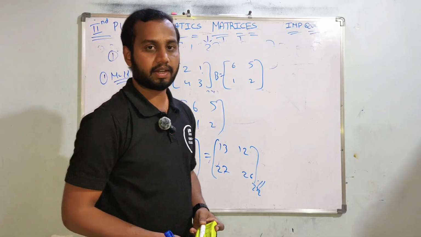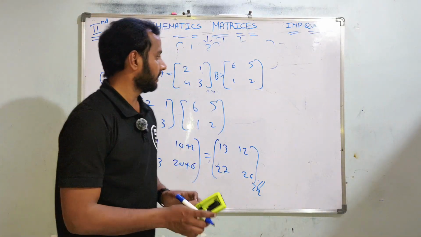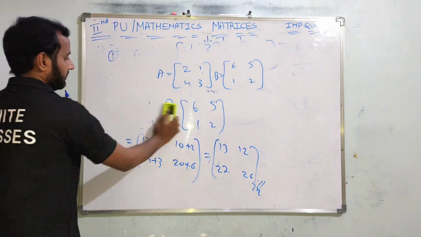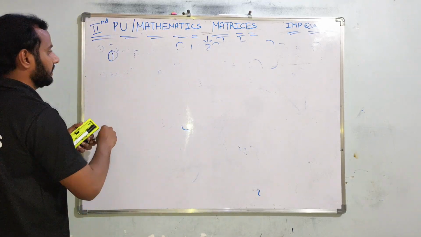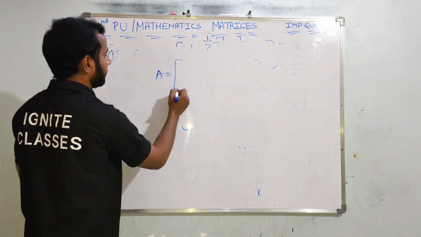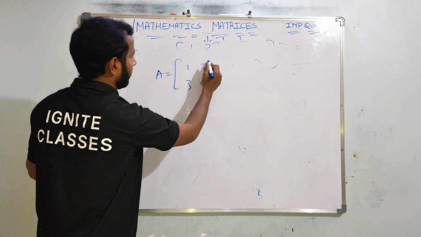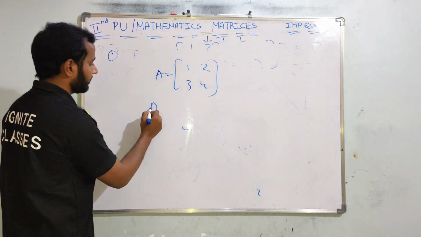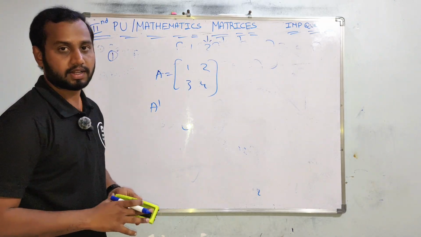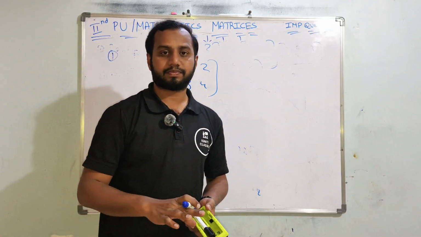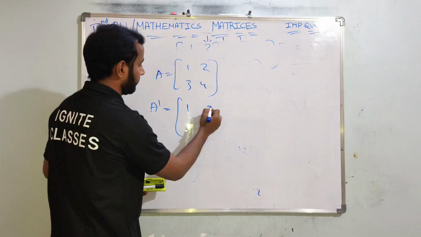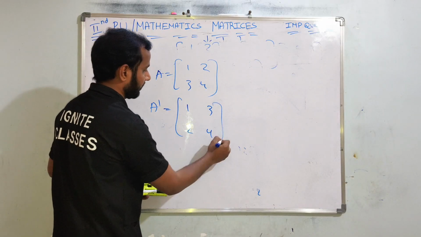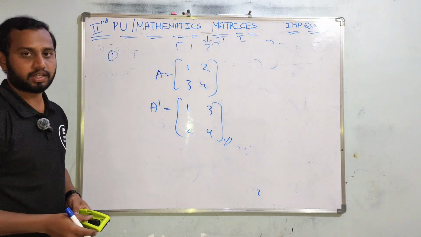After multiplication of the matrix, we will go to the transpose of a matrix. What is transpose of a matrix? For example, if A matrix is 1 2 3 4, then the transpose is given by A dash. A dash is nothing but converting rows into columns, interchanging rows and columns. 1 3 2 4. This is your transpose of the given matrix.